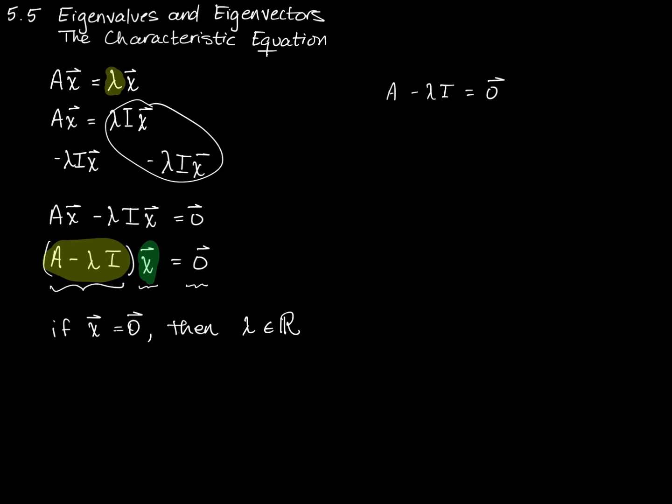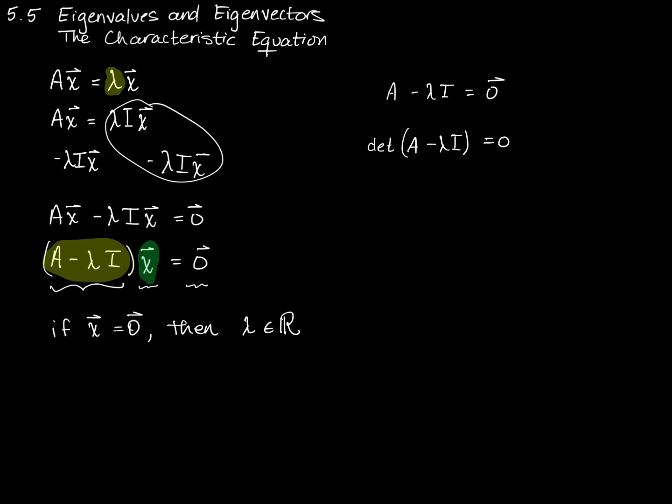The invertible matrix theorem from way back tells us that this equation has a non-trivial solution, right? The answer is not just zero, if and only if the determinant of the left-hand side, so I'm going to write determinant of A minus lambda I, is zero. We're going to do an example here in a minute, so you'll see what the determinant of a subtracted pair of matrices looks like with this lambda in it.